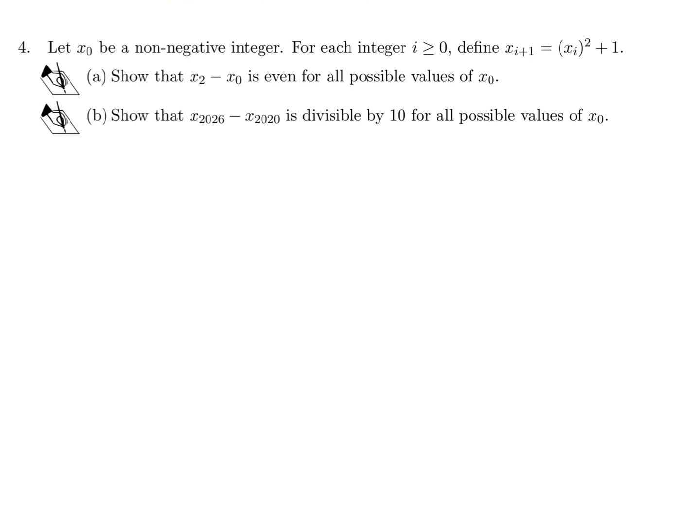Show that x2026 minus x2020 is divisible by 10 for all possible values of x0. All right, so something is divisible by 10 if its units digit, the last digit of the number, is 0. For example, 8760 is divisible by 10 because its last digit, also known as the units digit, is 0.